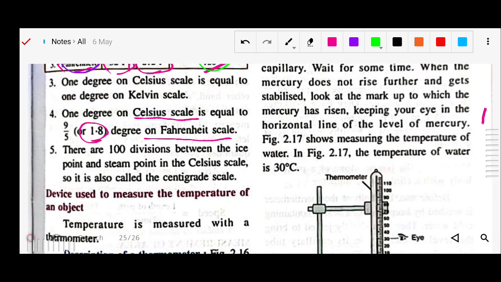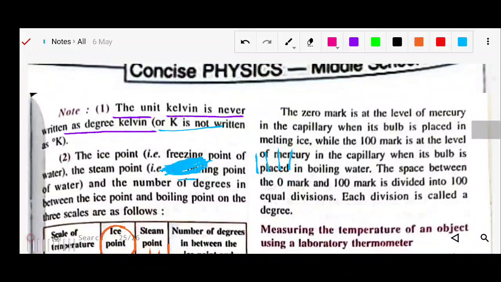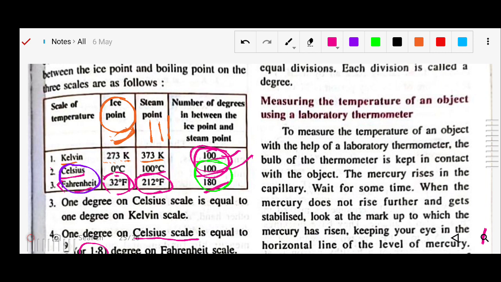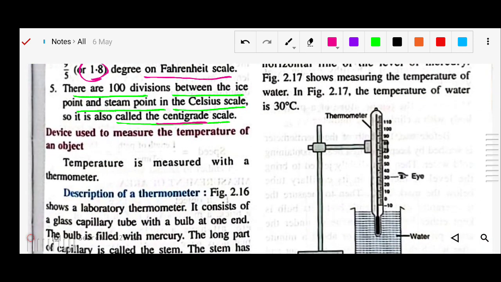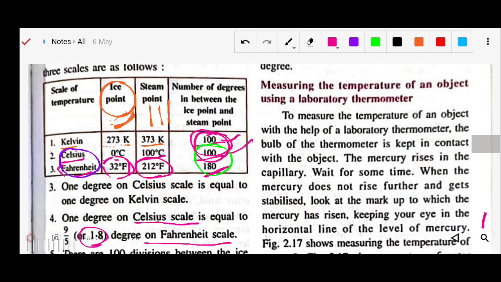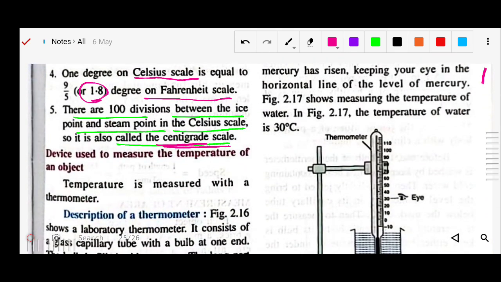Now next, we'll see there are 100 divisions between the ice point and steam point on the Celsius scale, so it is called centigrade, right? In that, you will notice how many gaps there are: 100. As you can see, here is the gap of 100, right? So that's why it is called the centigrade scale. This Celsius is also called centigrade. The reason is the 100 divisions, because there are a total of 100 divisions, right?